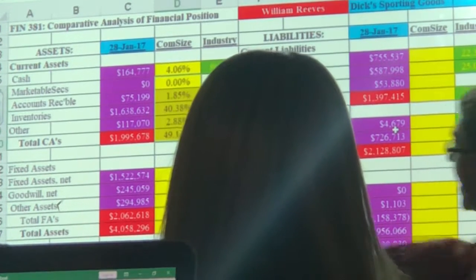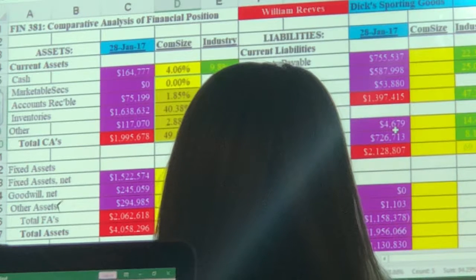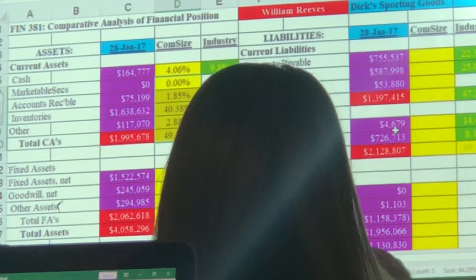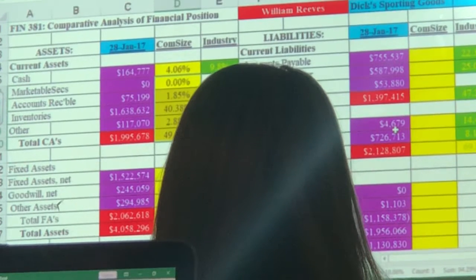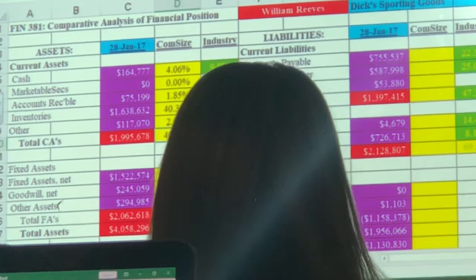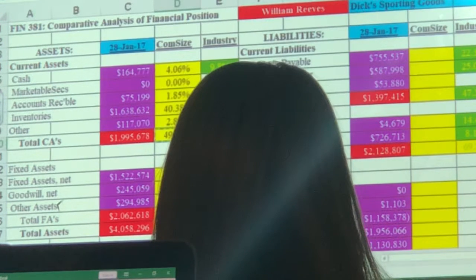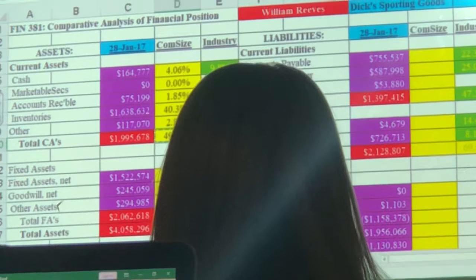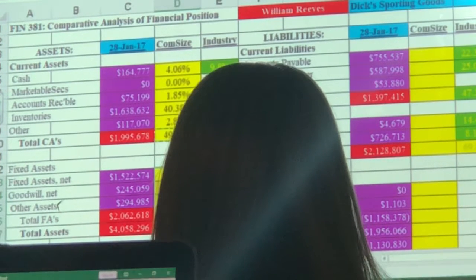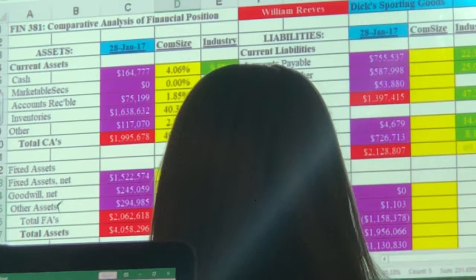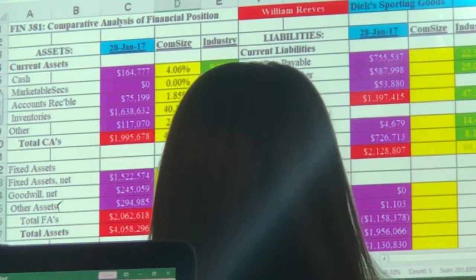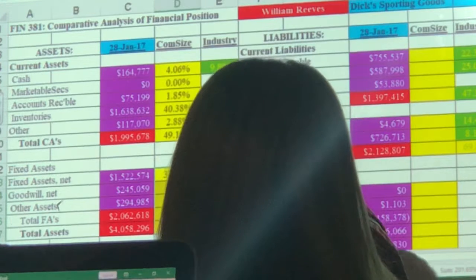What you should see at the bottom is the total current assets in D10, 49.18% of total assets. Now we're going to do the same thing. Click on any of those cells, doesn't matter which one. Control-C, highlight the next block of yellow cells. And you should find the total assets is 100% of itself.